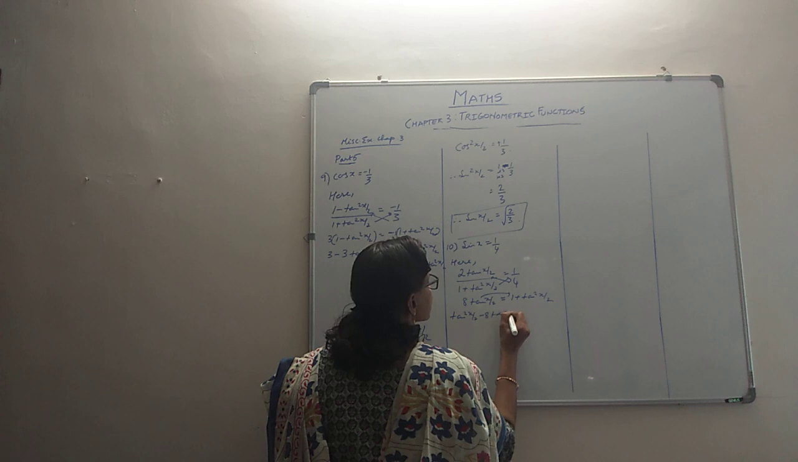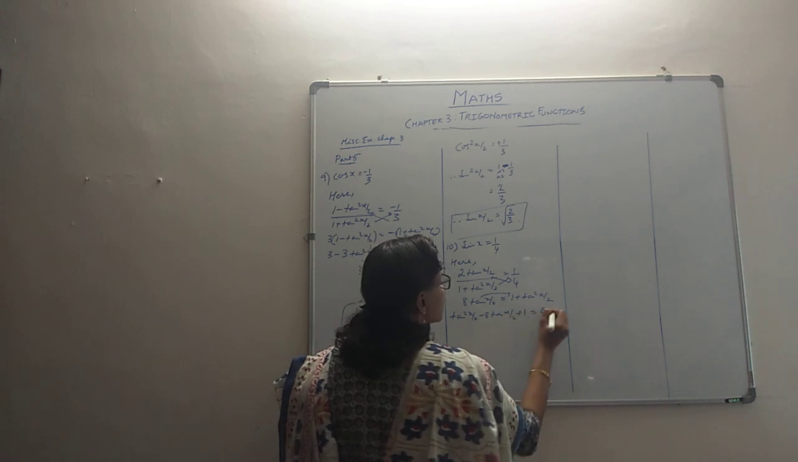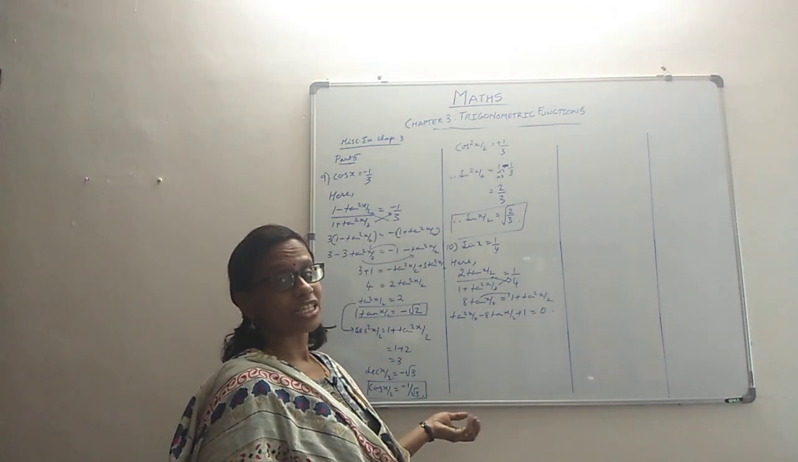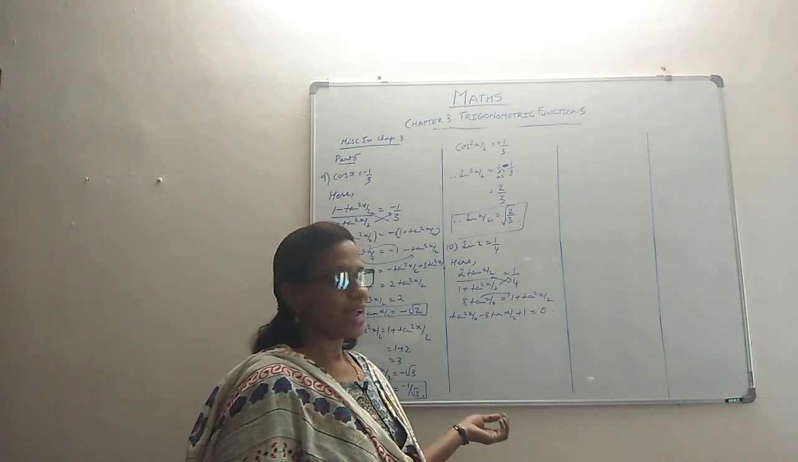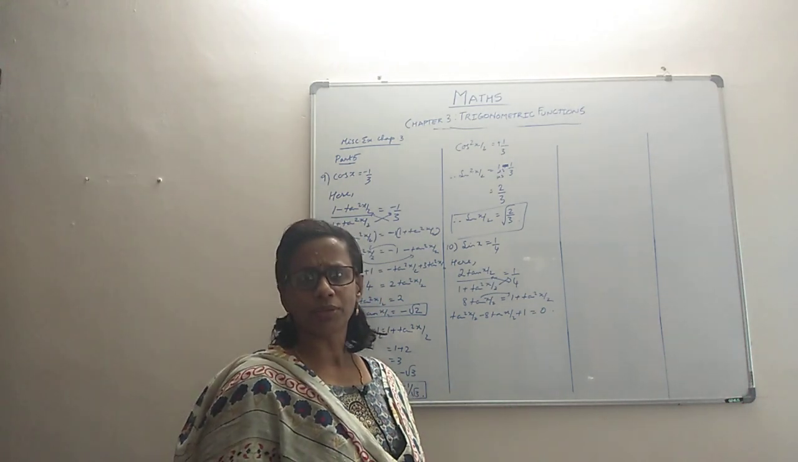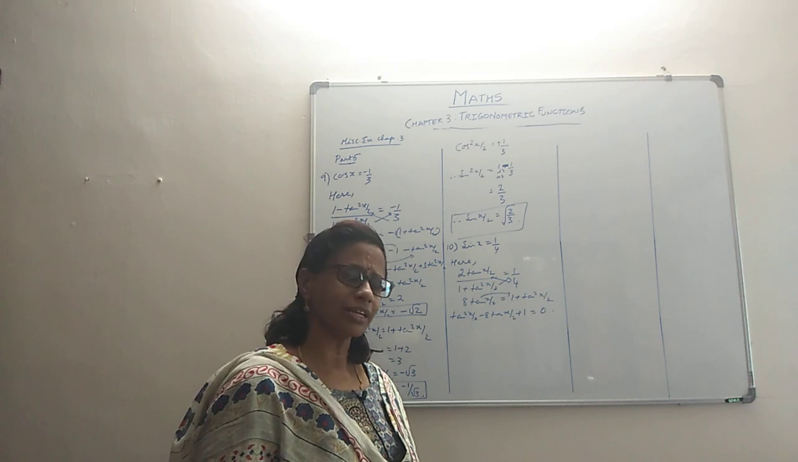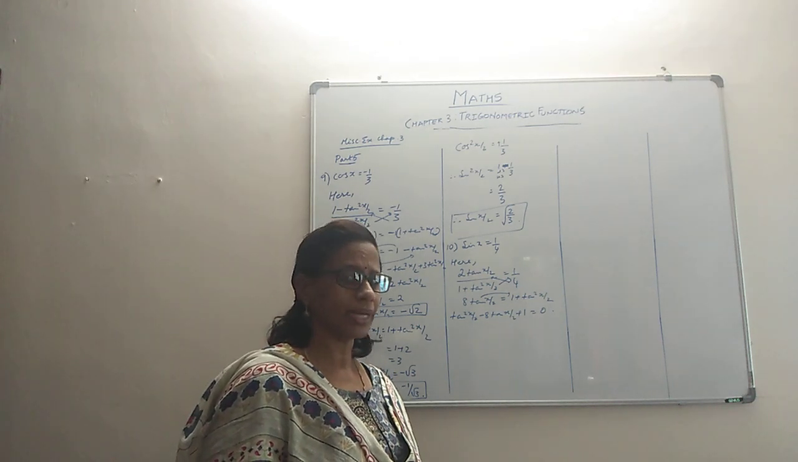minus 8 tan(x/2) plus 1 equal to 0. Now this expression is a quadratic in tan(x/2), and if you feel that you're not able to factorize it, let's directly go in for the discriminant formula or the quadratic formula and get the answer.